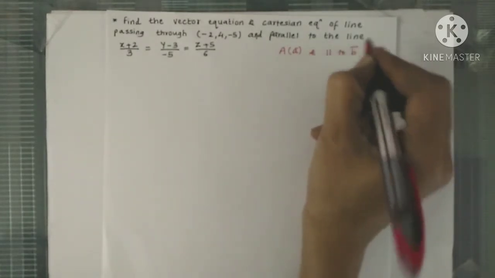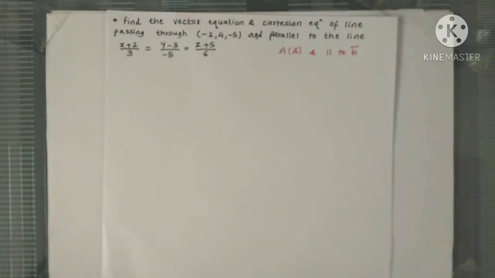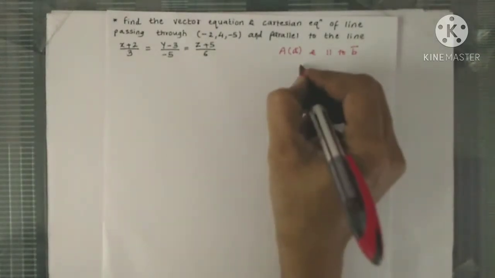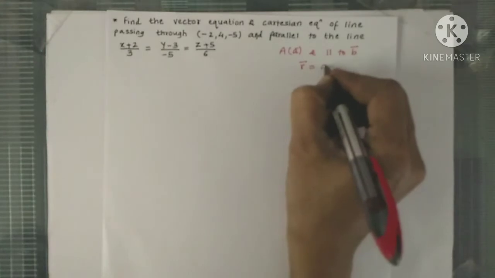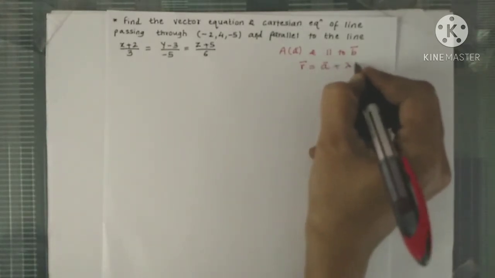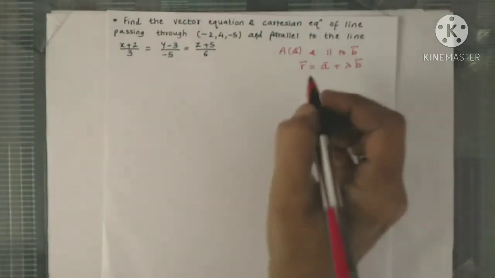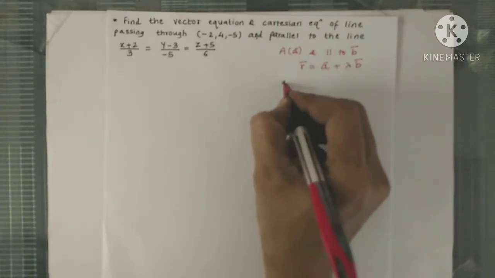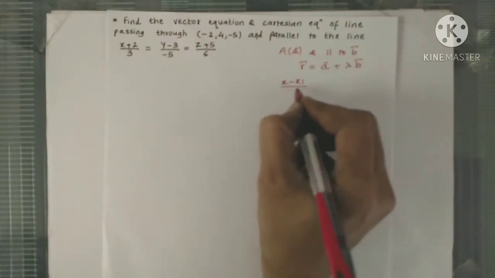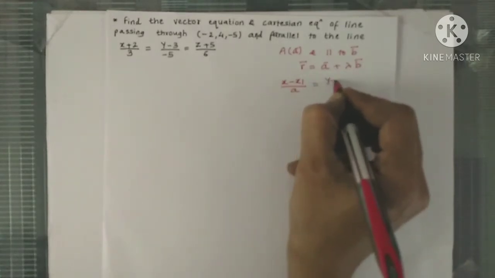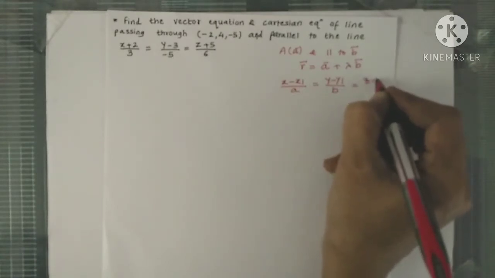So if a line passes through point A having position vector A bar and is parallel to vector B bar, then its equation is R bar = A bar + lambda B bar. If B bar is ai + bj + ck and point A is (x1, y1, z1), then Cartesian form is (x - x1)/a = (y - y1)/b = (z - z1)/c. So using this, let's solve this question.